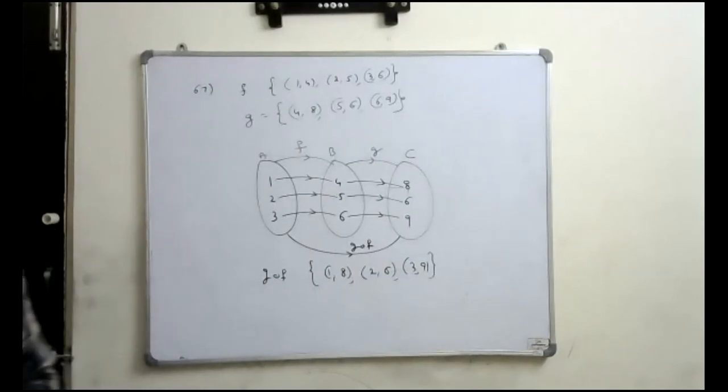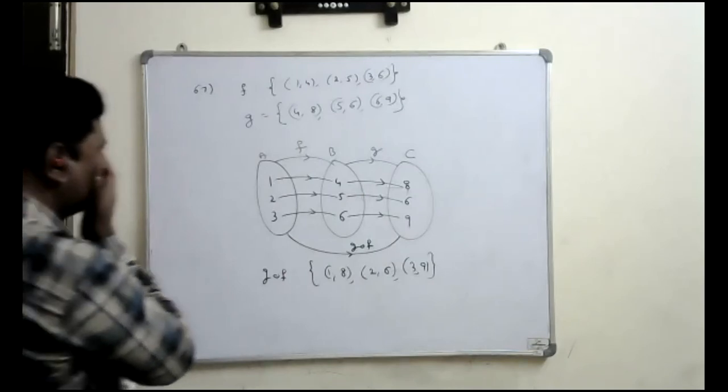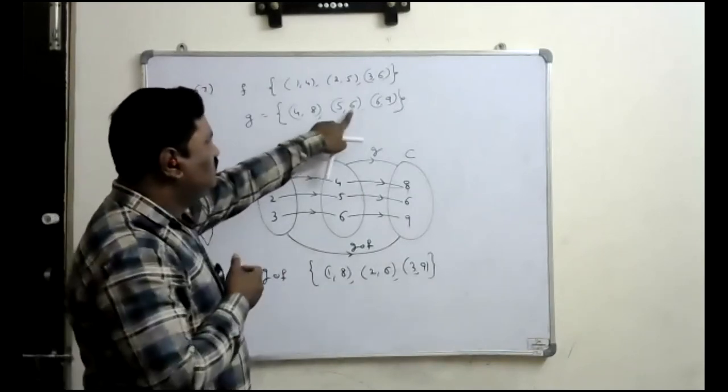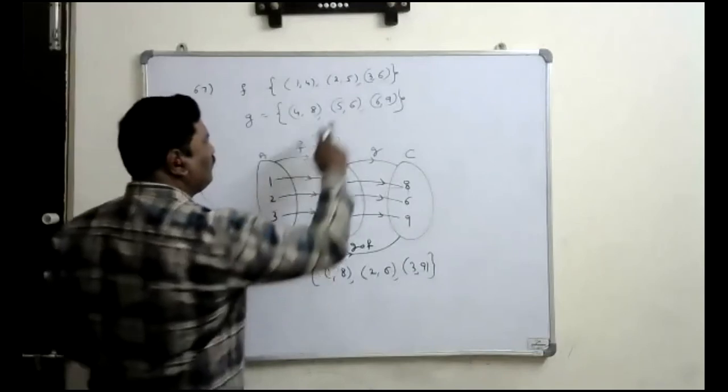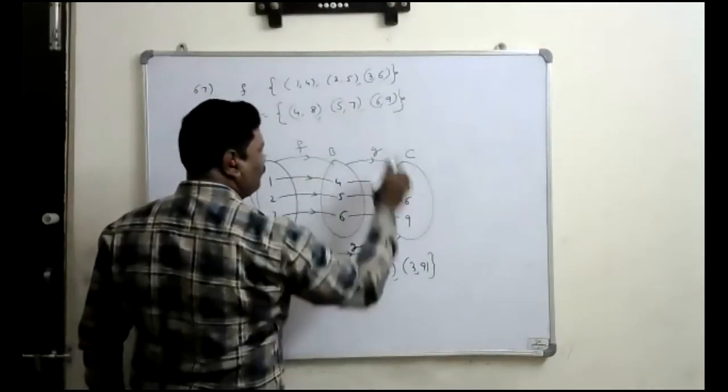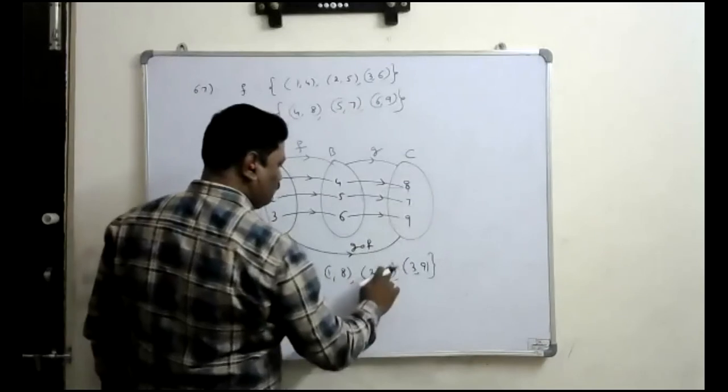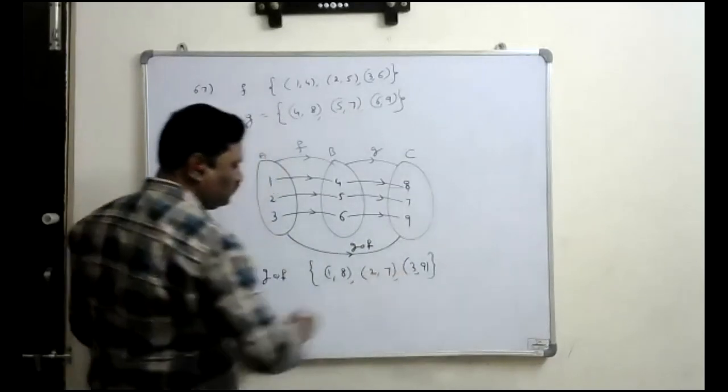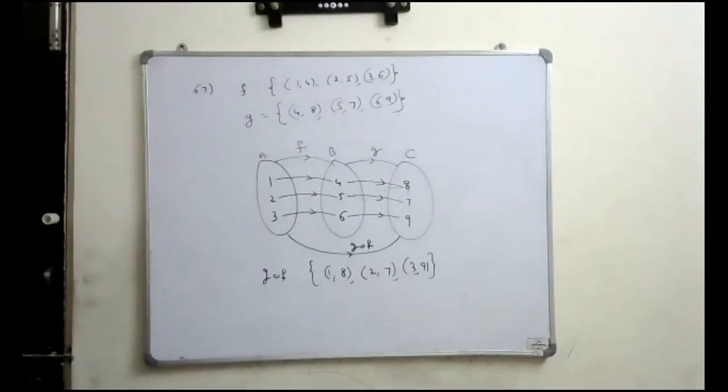Sir, the element in set C, 8, 7, 9. Yes, 7 is there, (5, 7). Yes. Okay. Done, sir. Look at the next problem.